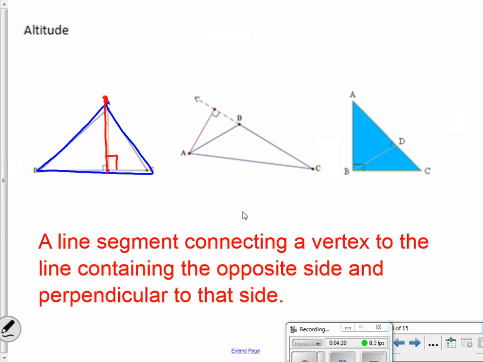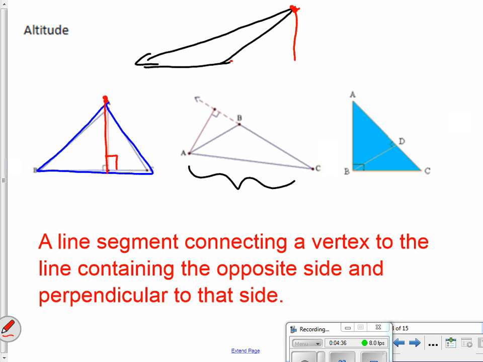Now, this one here, it's a little bit crooked, so I'm going to show you one that was drawn like this. Let's say this is our triangle, and I wanted to draw the altitude from this vertex up here. Well, I'd have to come straight down to the line that contains this segment, okay? We wouldn't say the height is somewhere over here.